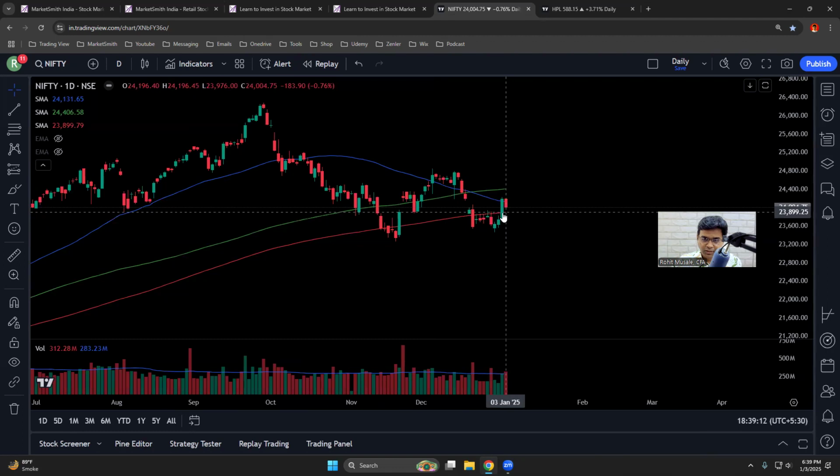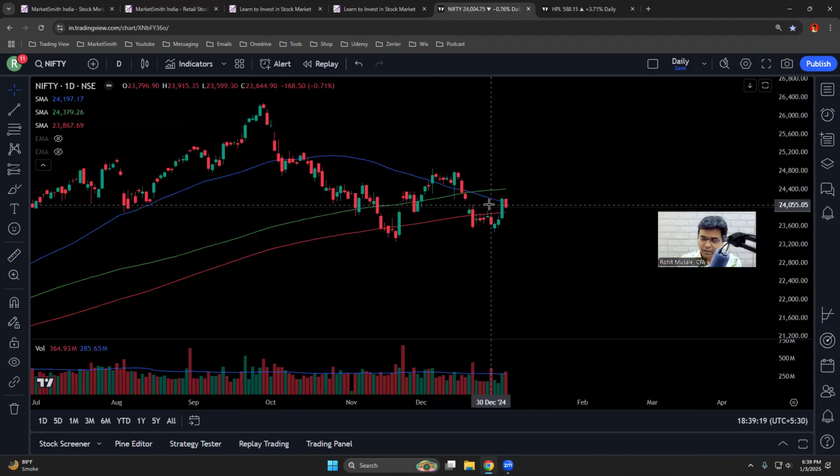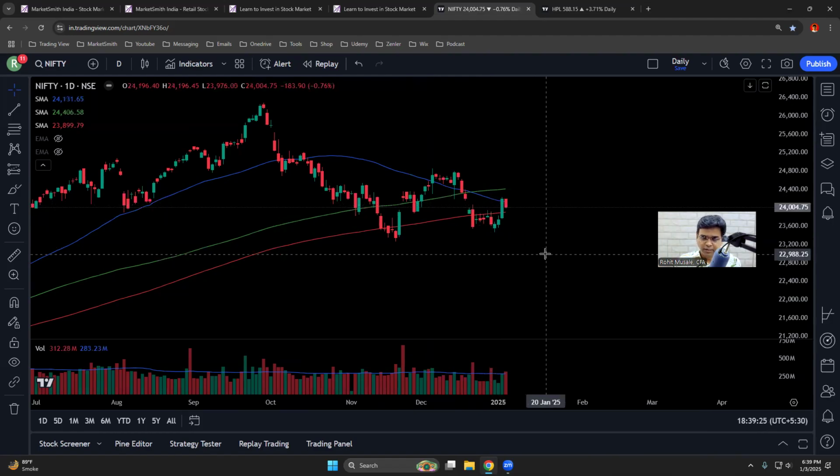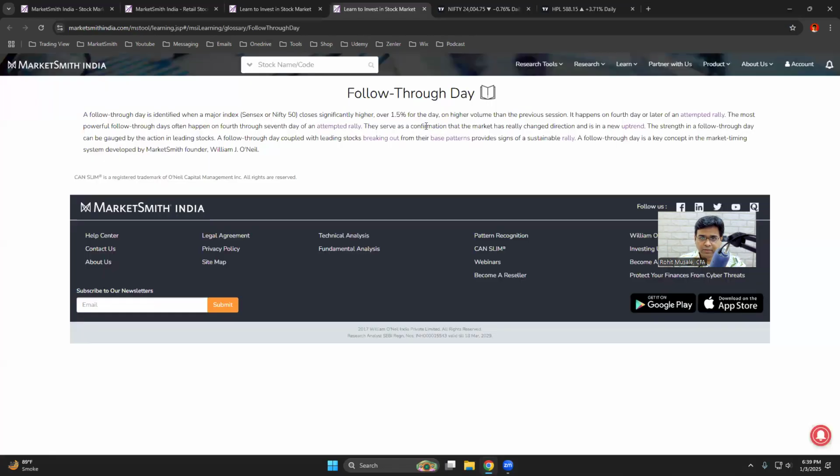But if you see this candle is not in the fourth, fifth, or sixth, or seventh candle, this candle comes much later. Okay, so now the probability that the rally will sustain has gone down. Correct. So it is not just about identifying what is the market condition, it is also about trying to understand what's the probability that the market will go up. They serve as a confirmation that the market has really changed the direction and is in a new uptrend.